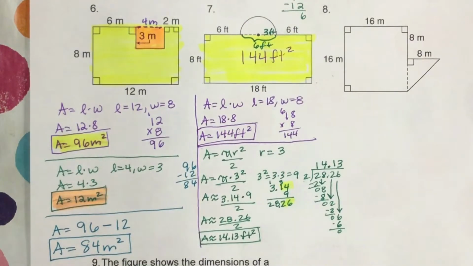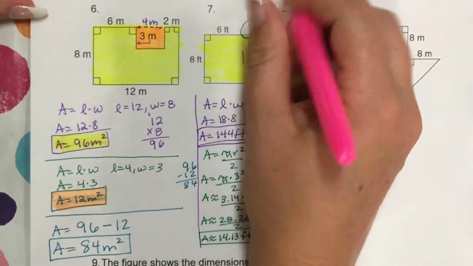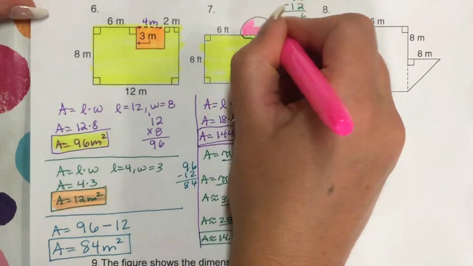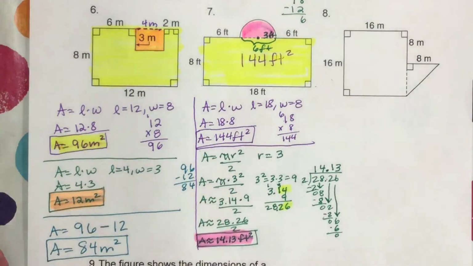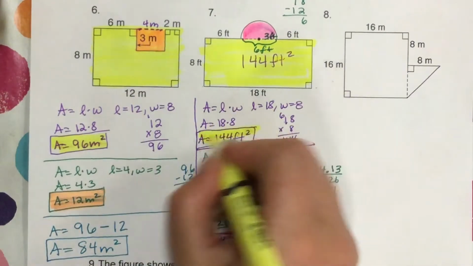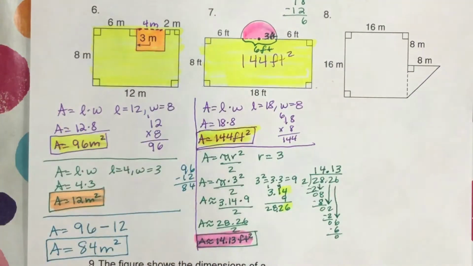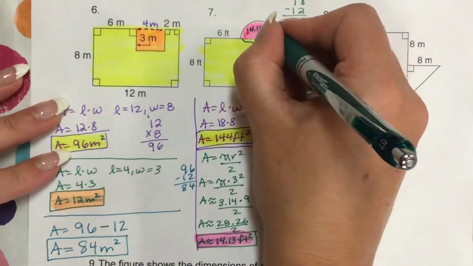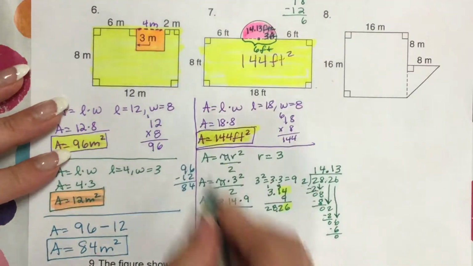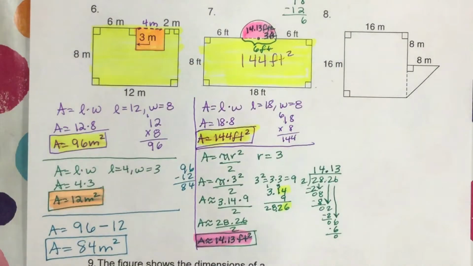Okay, so that would be this portion right here. So if we want to find the area of the entire figure, oh, this was 144. And this is equal to 14.13 feet squared. We're going to have to add these two numbers together.